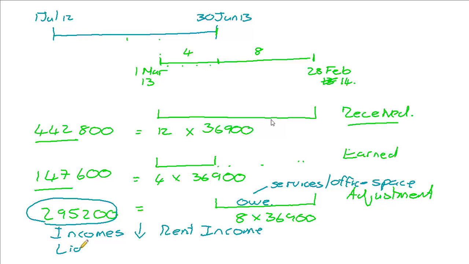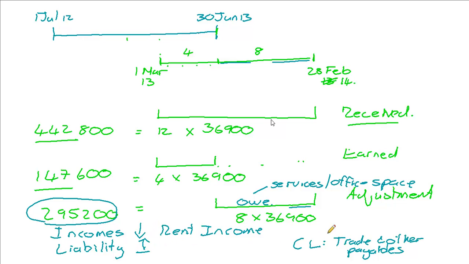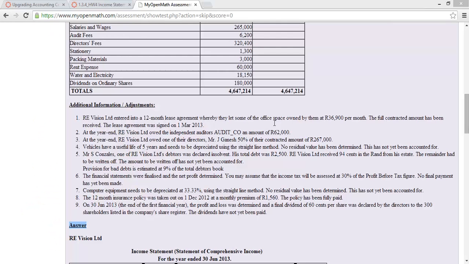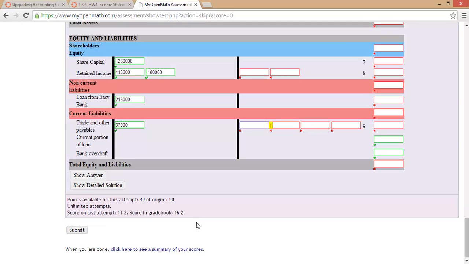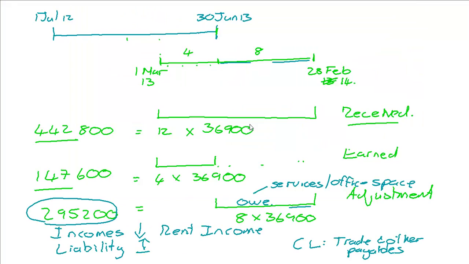Because they owe something, there's also going to be a liability that increases for this adjustment. The question is, what type of liability is this? Non-current or current liability? Because we are going to provide these services within the 8 months after the year end, this is going to be a current liability, and it's going to form part of the trade and other payables line item. So my liability increases and my incomes decrease. Let's quickly record that transaction. We're going to reduce my incomes with minus 295,200, reduce the rent income, and my trade and other payables need to be increased. Why? Because I actually owe the services or office space that has already been paid to me.